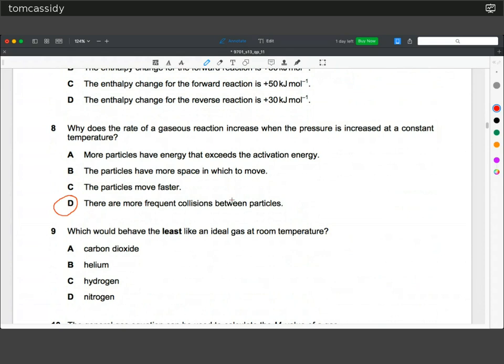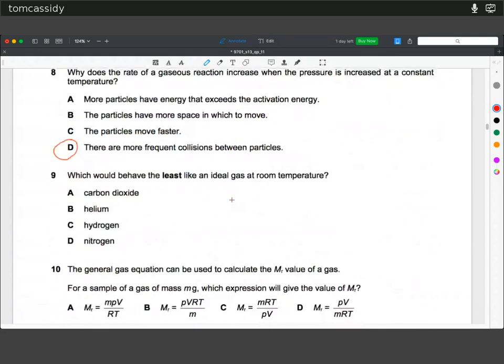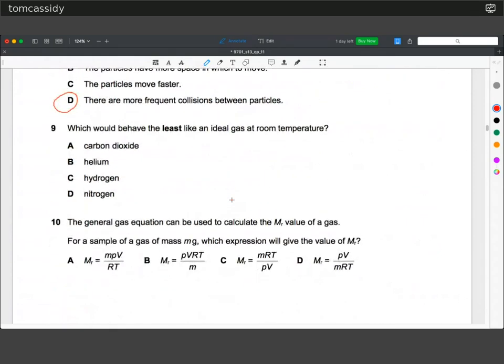All right, keeping on going, question 9. Talking about the difference between an ideal gas and a non-ideal gas. So we've got 4 gases here. Which one's going to be least like an ideal gas? Well, the principle of an ideal gas is that there's lots of particles in the gas, but there's no forces between the particles. That's the kind of assumption, really, for an ideal gas.